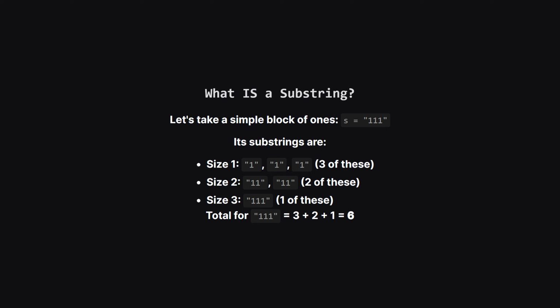First, let's make sure we're on the same page about what a substring is. It's any continuous chunk of the original string. So if we have a string of 3 ones, we can have 3 substrings of length 1. We can have 2 substrings of length 2, the first 2 ones, and the last 2 ones. And finally, 1 substring of length 3, which is the whole thing. Add them all up, and we get 6.